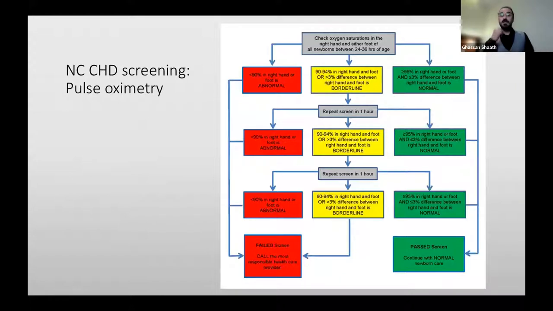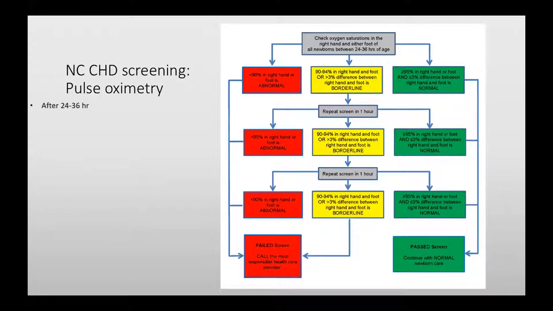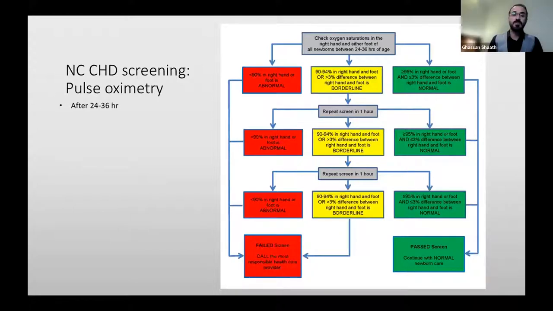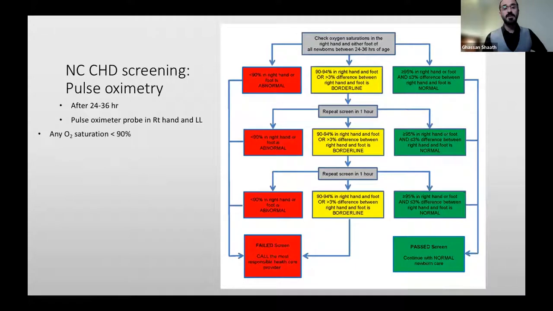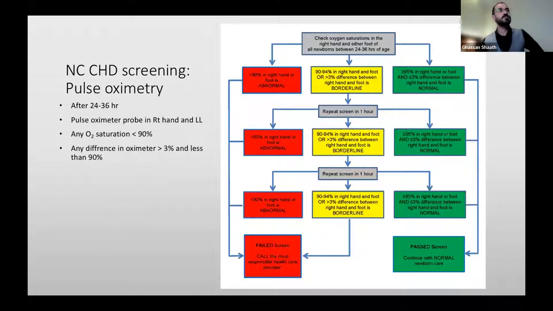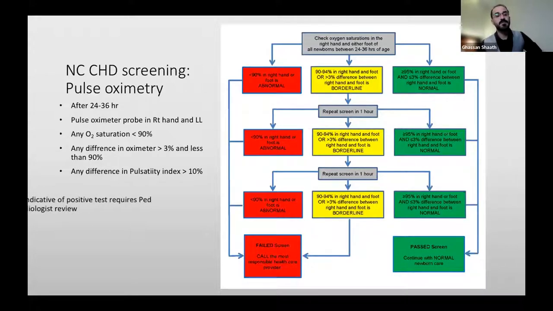Neonatal critical congenital heart disease screening by pulse oximeter is becoming more familiar. Probably the Ministry of Health in the Kingdom of Saudi Arabia has started to take this as part of the national program. It is usually performed between 24 to 36 hours, measuring the pulse oximeter between the right hand and any of the lower limbs. Any saturation that's less than 90, or any difference in saturation between the limbs of more than 3%, or any difference in the pulsatility index of more than 10% will make the test positive.